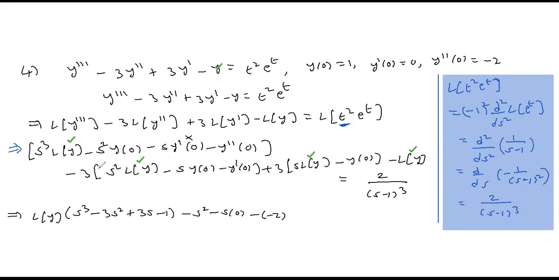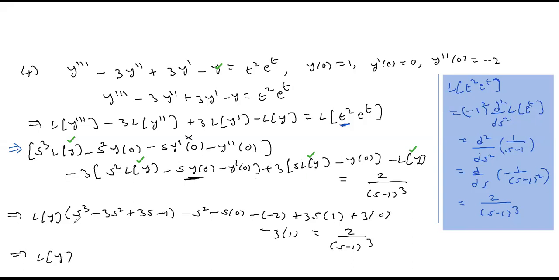Okay, next what else is remaining? Plus 3s into y of 0, which is 1. Is it okay? Next, minus into minus plus 3 into y dash of 0, which is 0. Okay, what else is remaining? Minus 3, y of 0 is 1, equal to 2 by (s minus 1) whole cube. Is it okay?